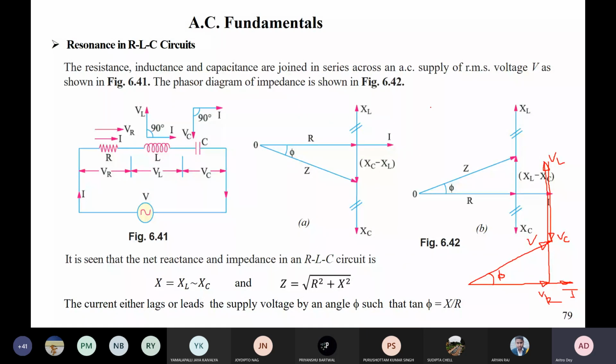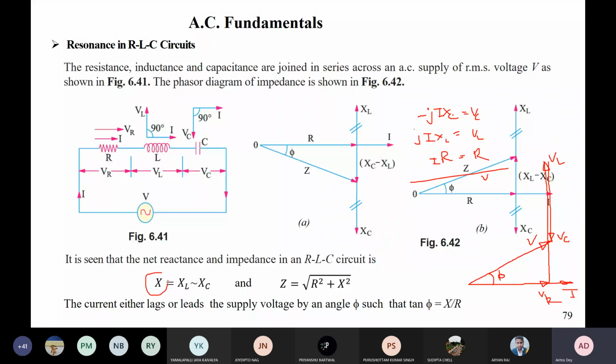Basically we can write VR as I into R, VC as I into XC, or we can write minus j I XC is equal to VC, VL is equal to j I XL, and VR is equal to I into R. So if you take the summation, it is actually V, and if you take I common, this is I into R plus j into XL minus XC. Okay, so that actually gives you the impedance for this circuit, R plus j into XL minus XC, which is the difference between these two.